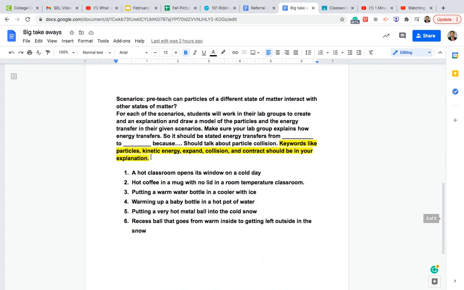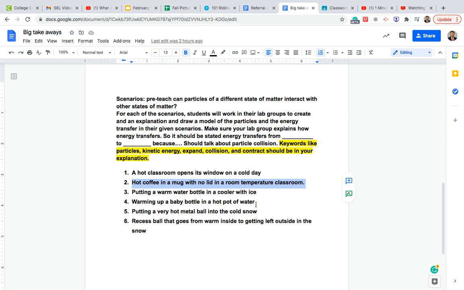Then in class, we looked through some scenarios. Each group worked with their lab group to look at one of the given scenarios. And in the scenarios, they drew out a model and they labeled the particles and they showed what happened in their example. One of the big things we really focused on is that you should always be stating the energy transferred from this object to this object because. So it could be transferred from the hot mug, the hot coffee in the mug, to the cooler air particles, because energy always transfers from high to low, hot to cold.